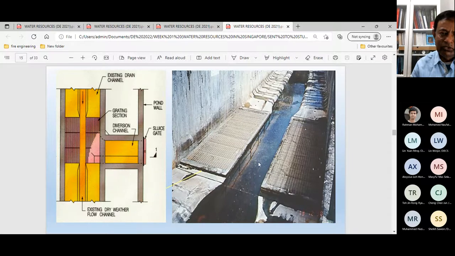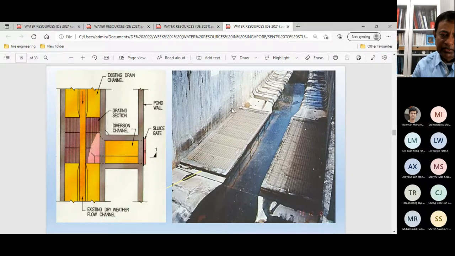It is allowed to flow through, because the quality of the water is not adequately good. So we don't divert the water flowing through the dry weather flow channels. This water will find its way all the way into the sea. During rain, the water level will increase, and the dry weather flow will be flushed out. After that, the water will gain entry through the gratings and be diverted through the diversion channel. This is one of those examples.